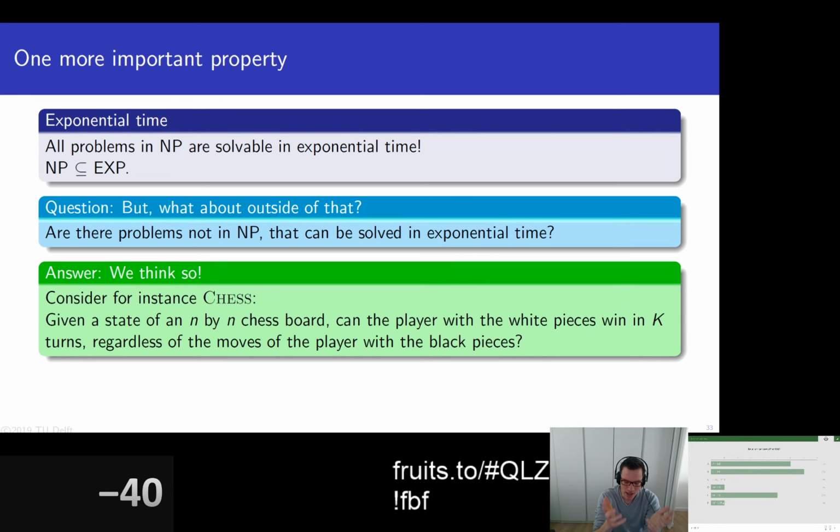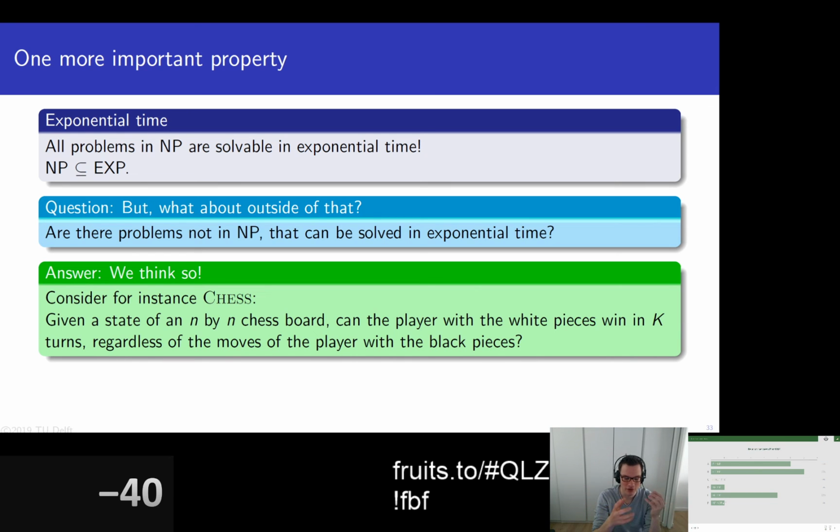Now imagine that you tell me the answer is yes, and you give me a solution. So you tell me this is the move you now need to make. How would I know you're right? How would I check your solution? The only way I can check it is by simulating all the different options that the player with the black pieces could do. But there's a lot of those. Way more than a polynomial number of those. So even checking a solution is not easy. So this problem is also not in NP, we think.